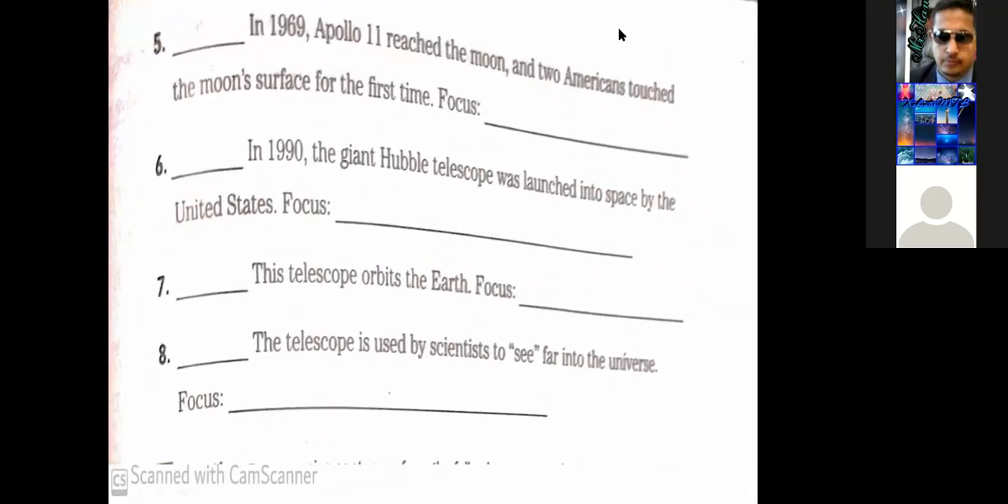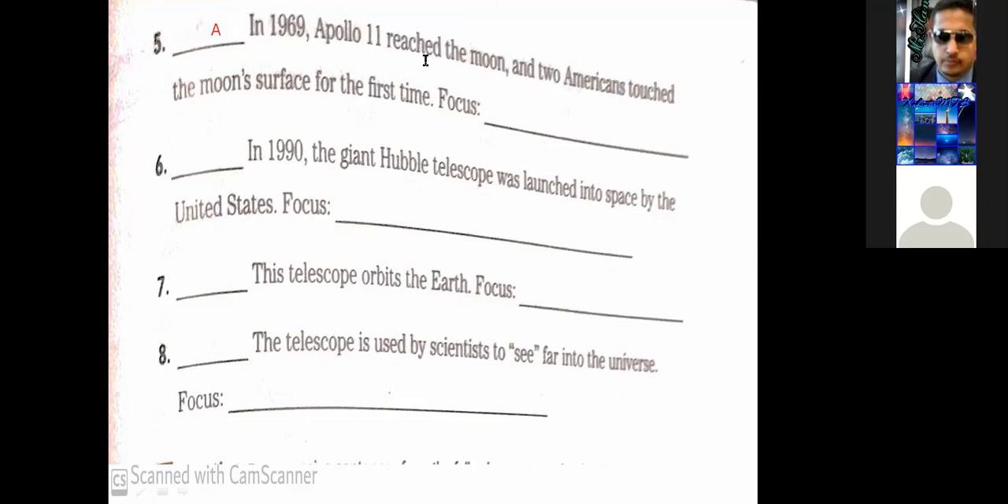In 1969, Apollo 11 reached the moon and two Americans touched the moon's surface for the first time. The subject, active or passive? Active, because if you don't have by plus agent, it will be an active sentence. If we have it, it would be passive. But not in all cases; some sentences can be written without an agent, as I explained for you.